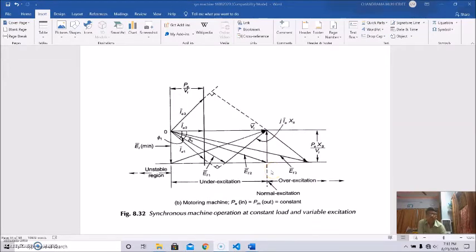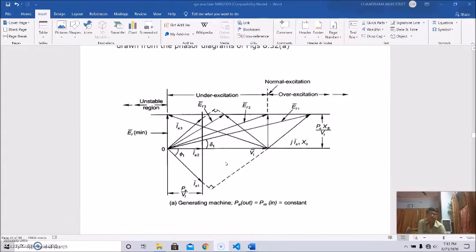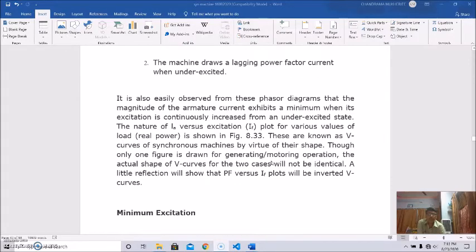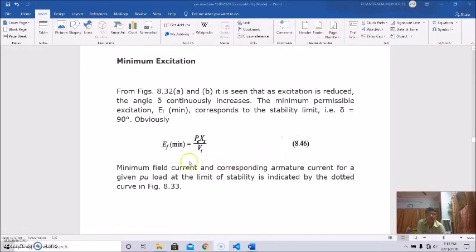Actually, we were discussing the synchronous machine operations at constant load and variable excitations. For both generating and motoring machines, we find that the minimum excitation is possible at delta equal to 90 degrees, and that should be equal to P excess by Vt. So EF minimum is equal to P excess by Vt, and this gives the minimum field current and corresponding armature current for a given per unit load at the limit of stability.